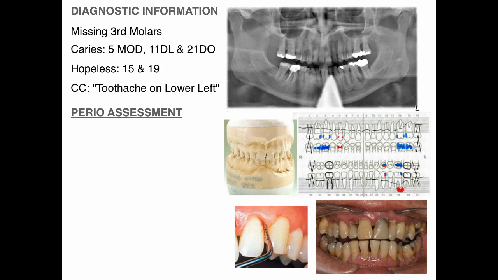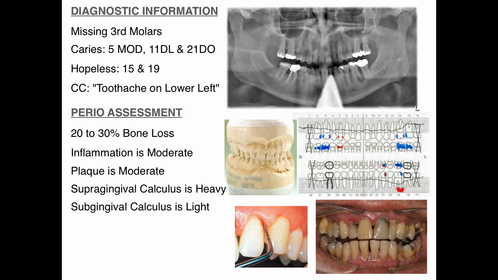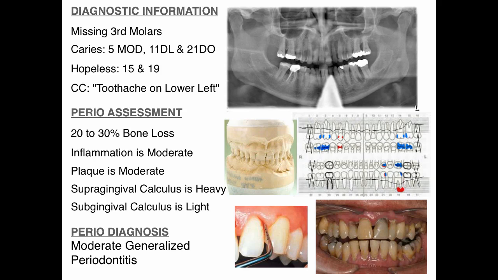The perio assessment reveals 20 to 30% bone loss generally throughout the patient's mouth. Inflammation is moderate, plaque is moderate, supragingival calculus is heavy, subgingival calculus is light. The periodontal diagnosis is moderate generalized periodontitis.